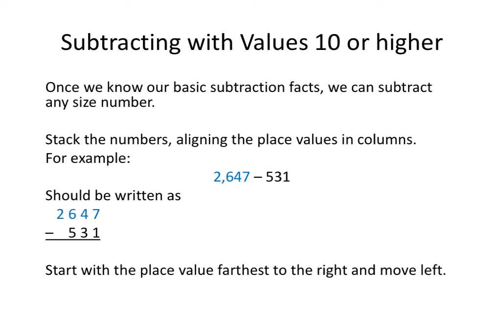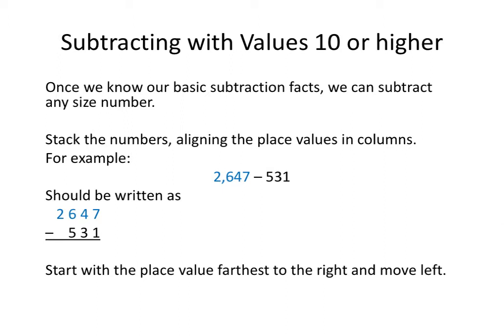All right, so now subtracting with values 10 or higher. And again, this is the beauty of the place value system, is that we only focus on one place value at a time unless we need to borrow, which we'll get into. But something else you need to understand from this is when numbers are big, it's nice to stack these just like we did with addition problems. So we're stacking these by place values, right? You got a 2 in the thousands, 6 in the hundreds, 4 in the tens, 7 in the ones. Minus 531, 5 in the hundreds, 3 in the tens, 1 in the ones.